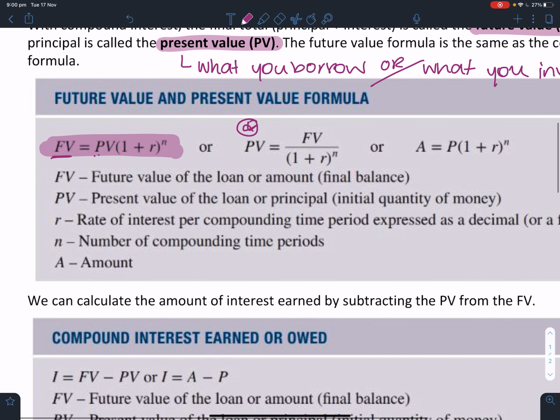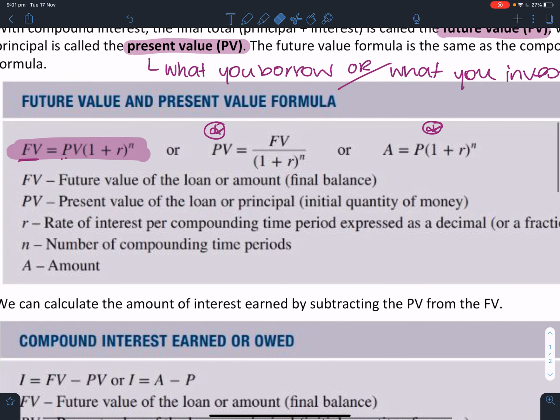Now this formula down here is a compound interest formula that you learnt previously. It's exactly the same except that instead of FV and PV, we use A and P. Before we move on, let's look at what it means. Future value is what your loan will be at the end of the term or what your investment will be worth. Present value is the money you borrow or invest.